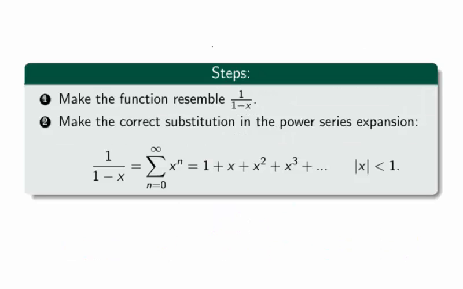There are essentially two steps to such a problem. The first step is to make the function resemble 1 over 1 minus x, and the second step is to make the correct substitution in the power series expansion 1 over 1 minus x equals the sum n equals 0 to infinity of x to the n, which equals 1 plus x plus x squared plus x to the third, and so on, where the absolute value of x is less than 1. It is extremely important that you never forget to specify the radius or interval of convergence.